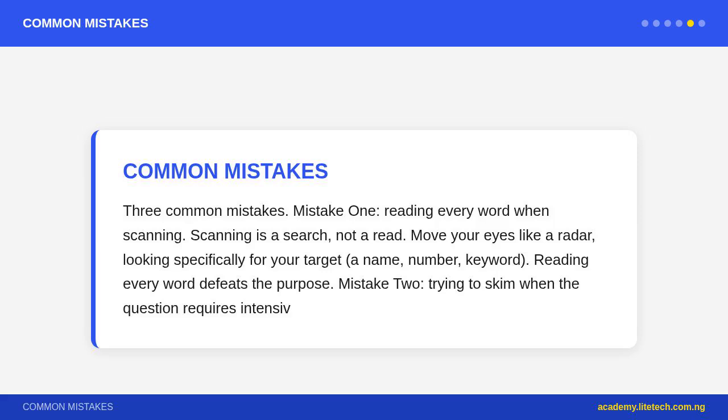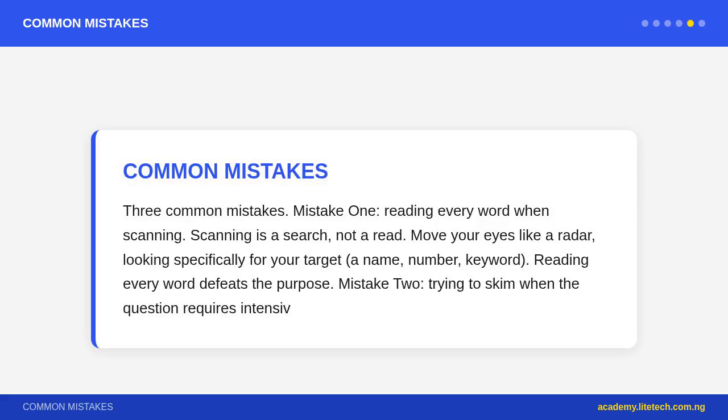Mistake 1, reading every word when scanning. Scanning is a search, not a read. Move your eyes like a radar, looking specifically for your target, a name, number, keyword. Reading every word defeats the purpose.